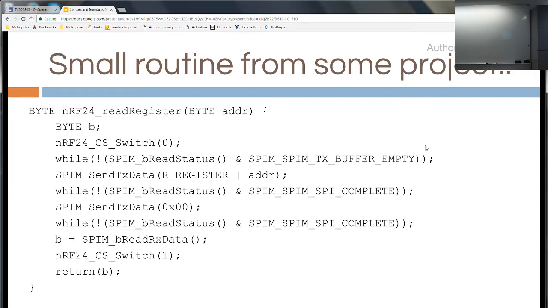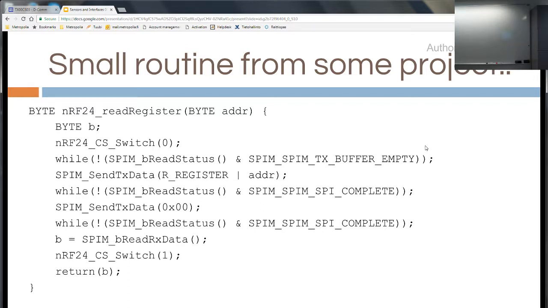That's actually data transfer between PSOC and that NRF24 wireless module. So this routine basically just reads 1 byte of that register on the radio module, and this radio module uses SPI.